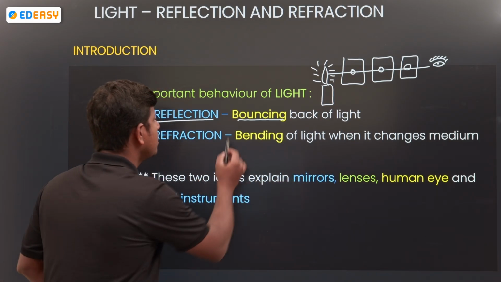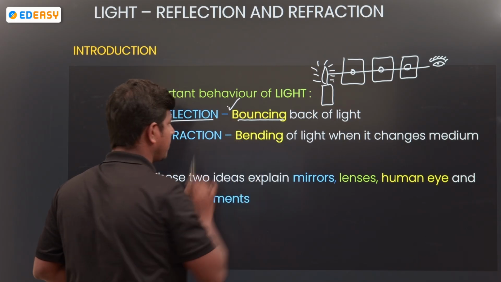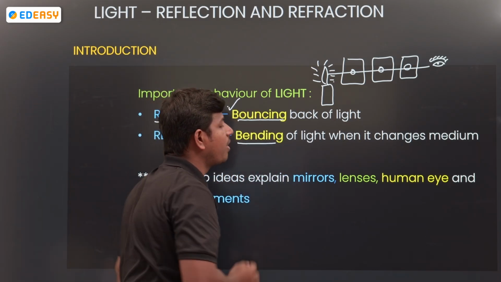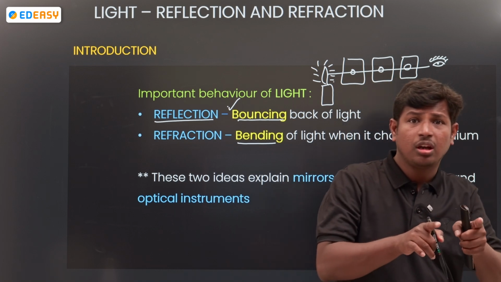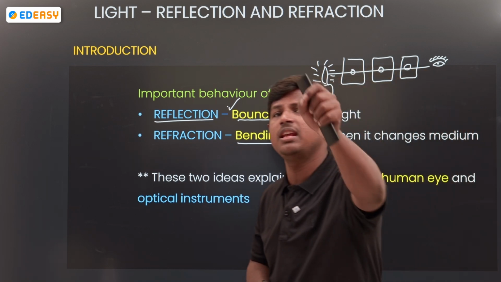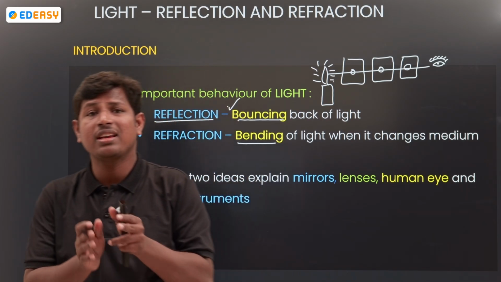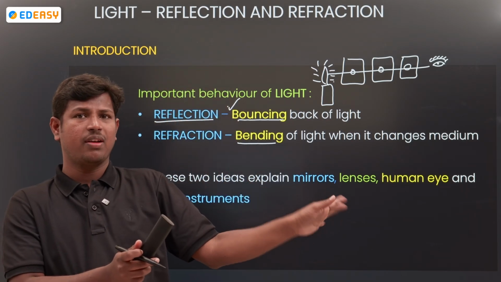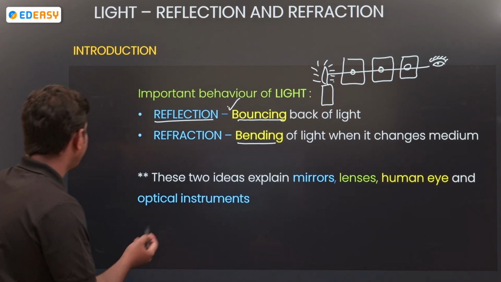Reflection means simply the bouncing of light. Next, refraction, the bending of light. See, both reflection and refraction: reflection takes place in a single medium. Refraction takes place when light changes a medium, when light passes from one medium to another.